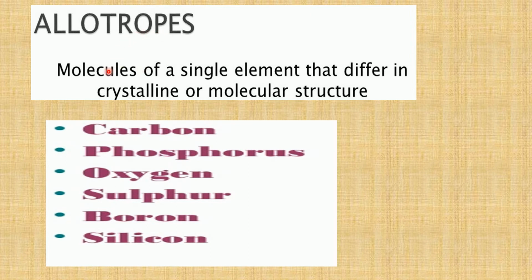So what are allotropes? The molecules of a single element that differ in crystalline or molecular structure. Now these allotropes, be it any element, would be physically different, but chemically their properties would be similar. Why? Because they are of the same element. Carbon alone is not an element which exists in allotropic forms. There are some other elements also which show this property of allotropy. Some examples: phosphorus, oxygen, sulfur, boron, silicon.